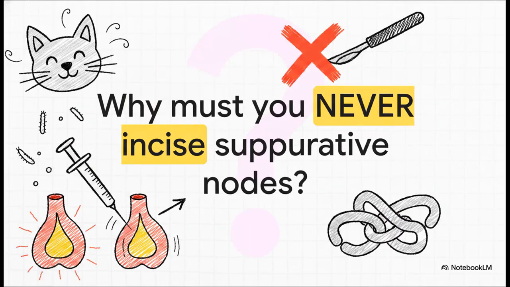Before we wrap this explainer, I want to leave you with one vital clinical warning that will absolutely save you on your surgical rotations. About 10% of lymph nodes in cat scratch disease are going to suppurate. So, why must you never ever incise and drain them? Because doing so frequently leads to the formation of chronic, non-healing fistulas. You really don't want that. If a node must be drained, you always use a large bore needle aspiration instead.